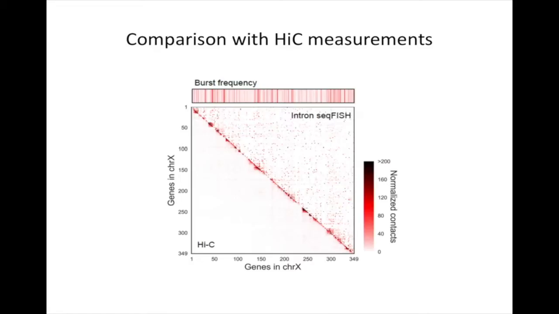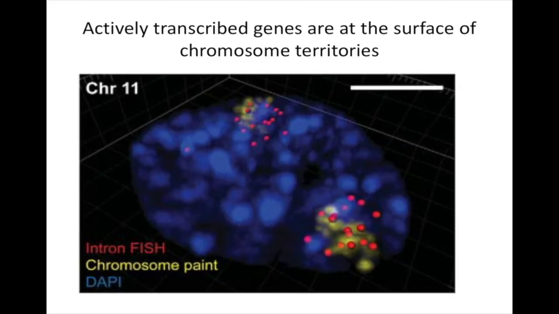And with this data, you can look at the pairwise contacts between different loci. So you can see that it matches Hi-C measurements reasonably well. You get these TAD domains. But if you then look at where the transcription active sites physically are, they are present on the surfaces of individual chromosome territories.